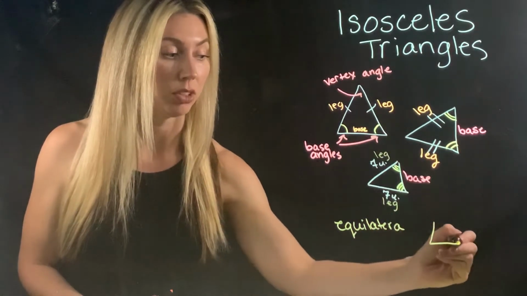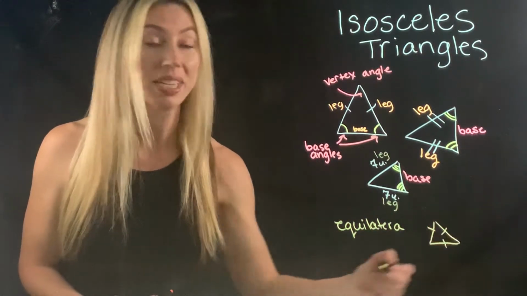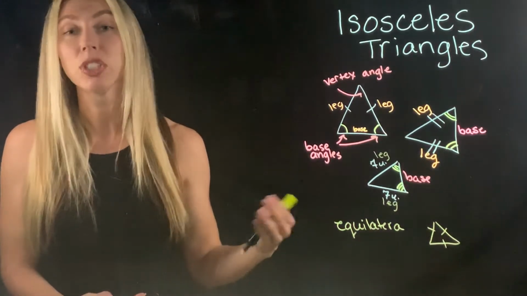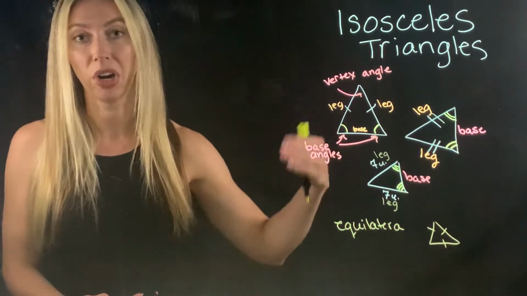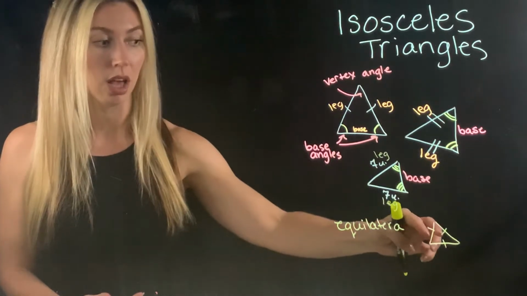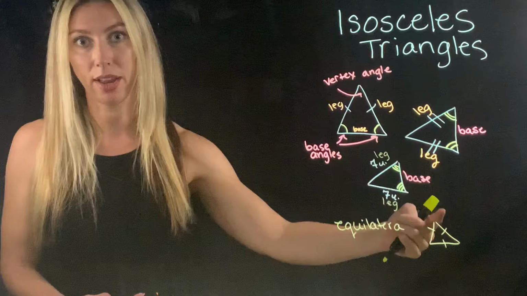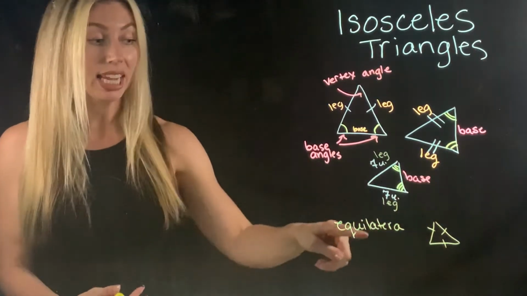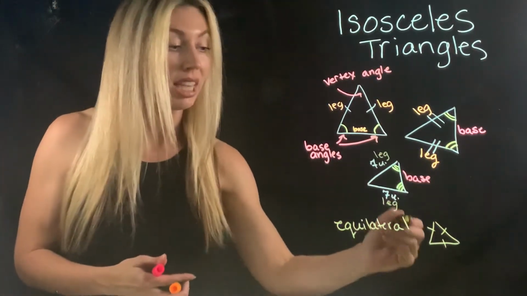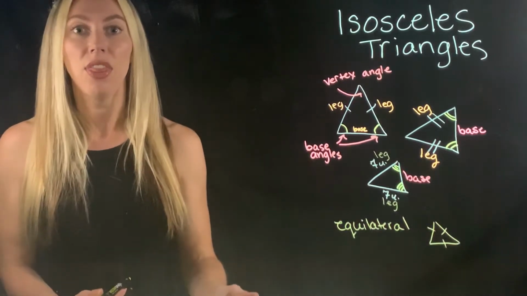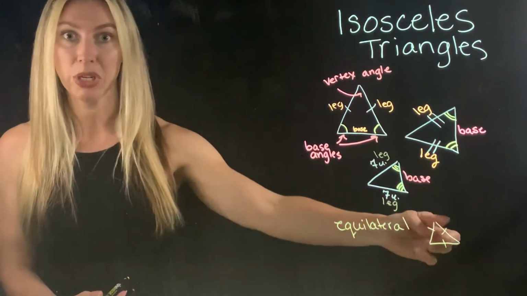So an equilateral triangle will have all 3 sides that are congruent. It's just a special type of isosceles where it has more than 2 sides that are congruent. All 3 sides are congruent, all 3 angles are congruent. So with an, I forgot the L there, with an equilateral triangle, they don't have to give you any information about the angles.